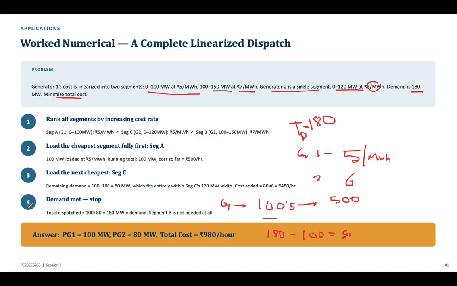The next cheapest is generator 2 at 6 rupees per megawatt hour. Its capacity goes from 0 to 120 at 6 rupees. So we will generate this 80 megawatt from generator 2 at 6 rupees per megawatt hour. How much will this cost? 80 times 6 is 480 rupees. So what is the total cost? Here you have 500, here you have 480, so in total you will have 980.